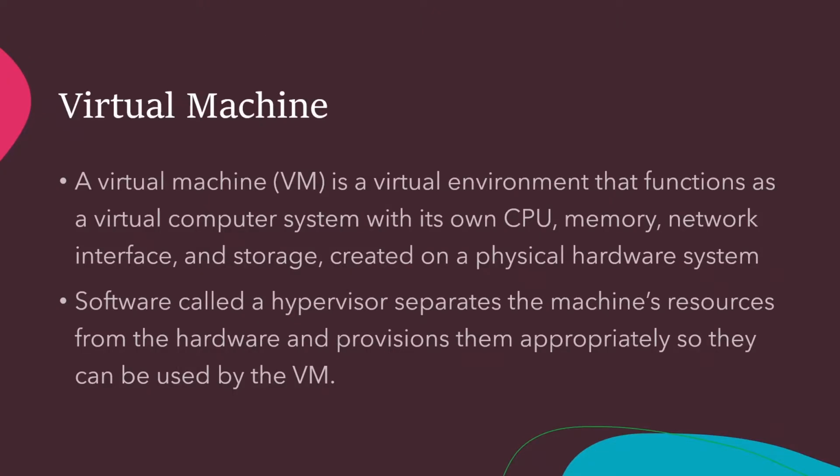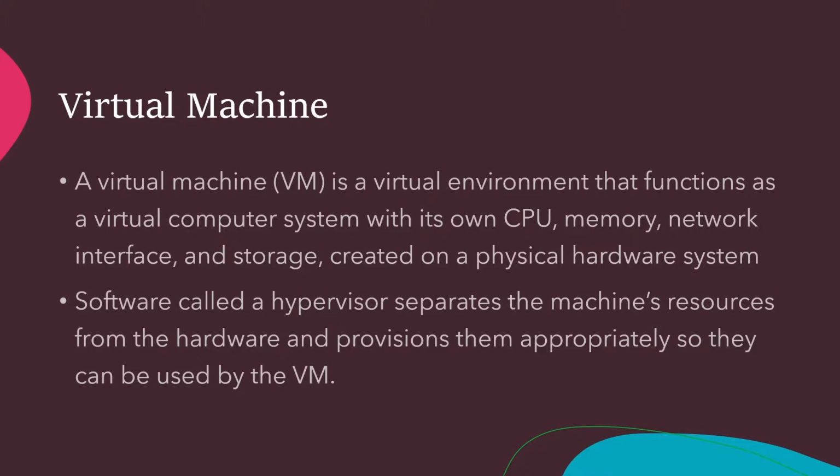A virtual machine provides us with a virtual computer system which has its own CPU, memory, network interface, storage, etc. created on the physical system. The software called a hypervisor separates the machine resources from the hardware and provisions them appropriately so that they can be used by the VM.